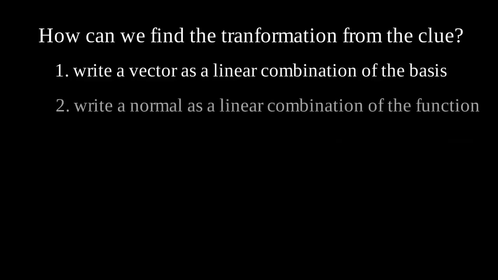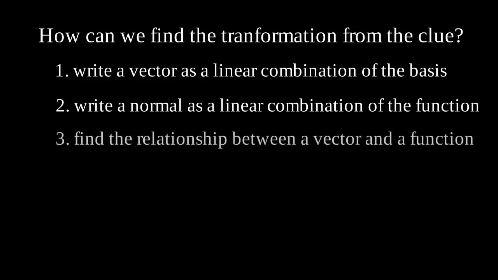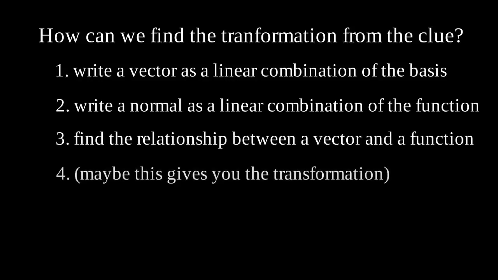How can you find the transformation from this clue? You try to write all the detail. Here's your plan. 1. Write a vector as a linear combination of the basis. 2. Write a normal as a linear combination of the function. 3. Find the relationship between a vector and a function. 4. Maybe this gives you that transformation. Steps 2 and 4 could be tricky.